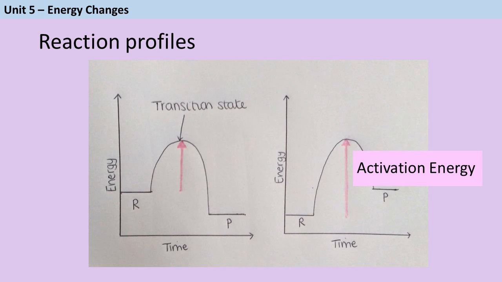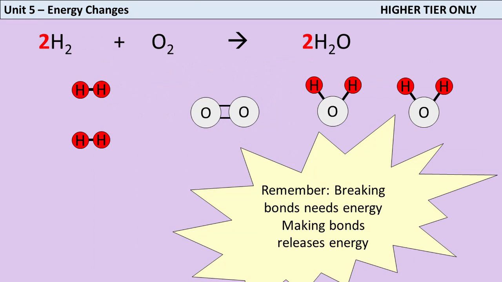We start off with our reactants only having, say, 100 kilojoules of energy, and then our products at the end have got 200. Where have they got that extra 100 from? Well, they've taken it in from the environment around them. They've taken it in from the surroundings. So the surroundings will have got cooler because now there's more energy stored in the chemicals.